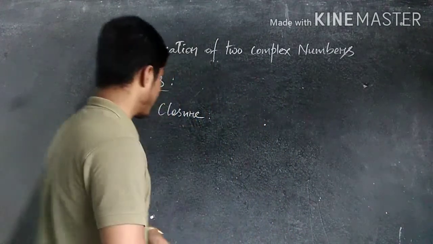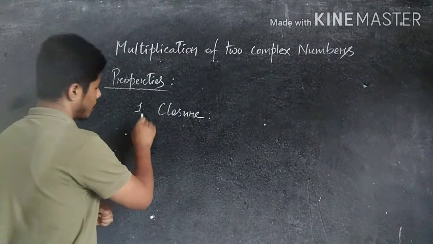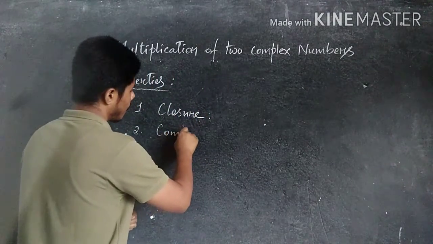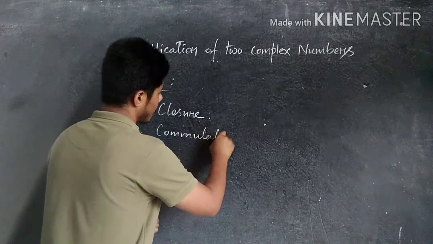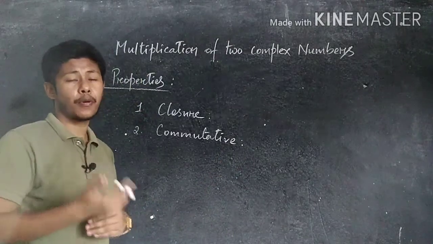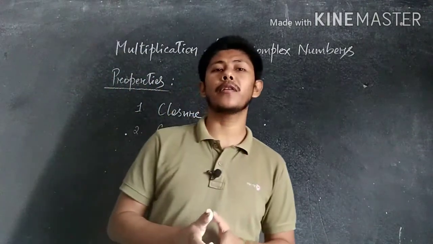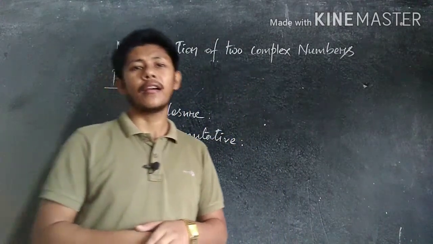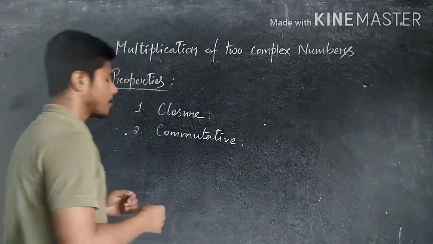Is it clear? Okay. Now the next one is number 2. Next one is the commutative property. So in case of commutative property, what you have to do? We have to multiply two complex numbers, and if we get the result in reverse also, then we can say it is commutative.